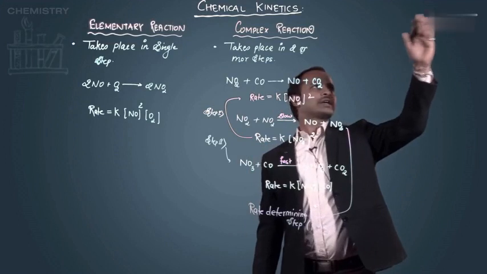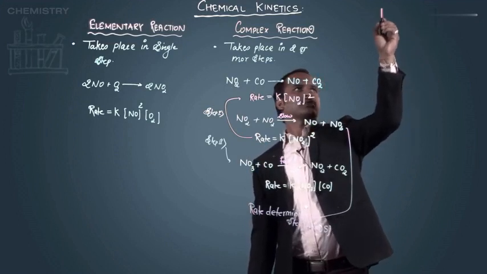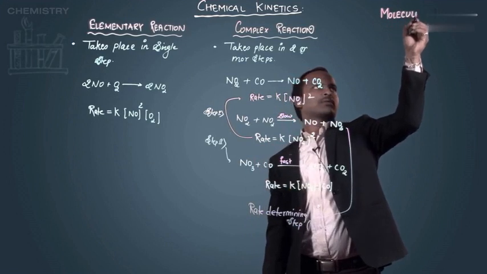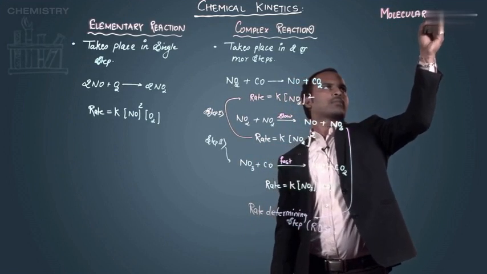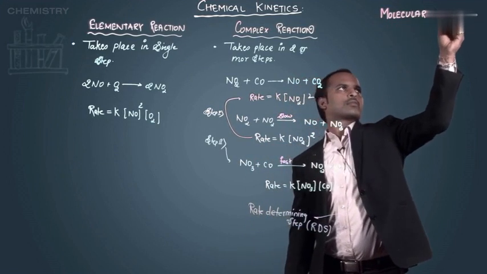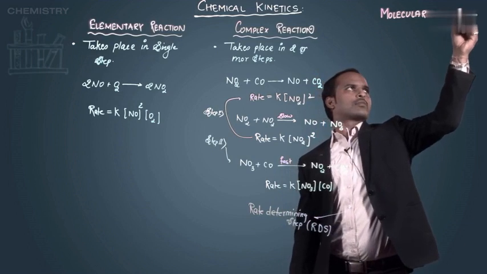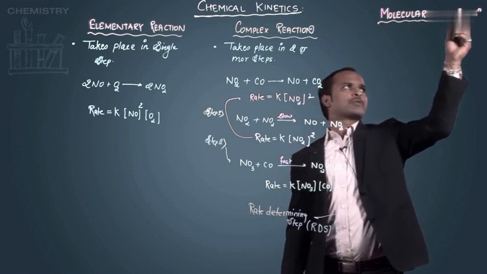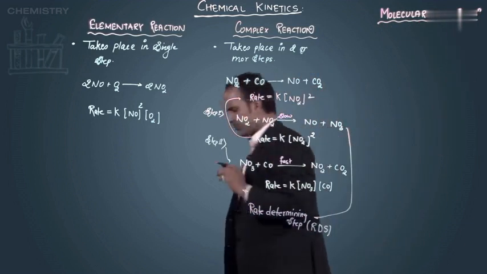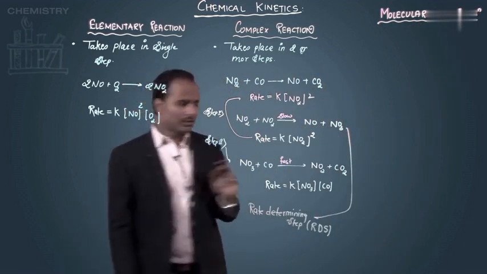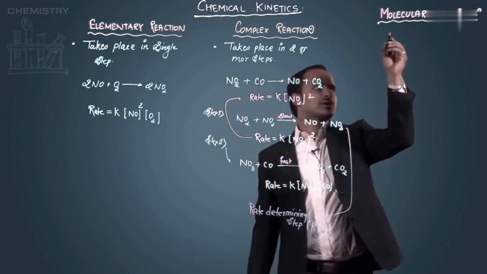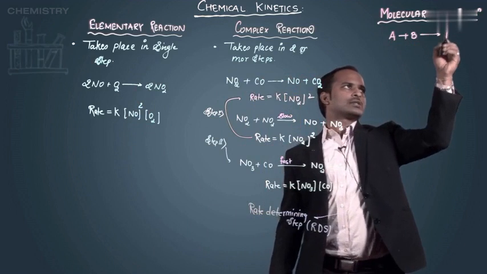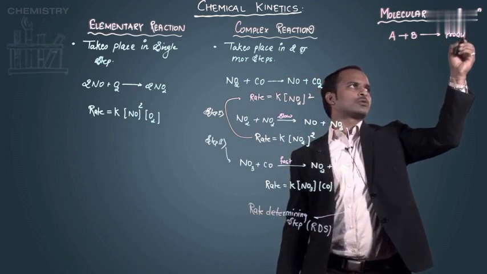Next is the molecularity of a reaction. Now what is the molecularity of a reaction? Before this, suppose there is a reaction like A plus B gives product. Means there are two reactants which are reacting together to form a product.